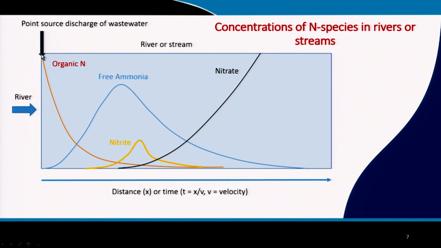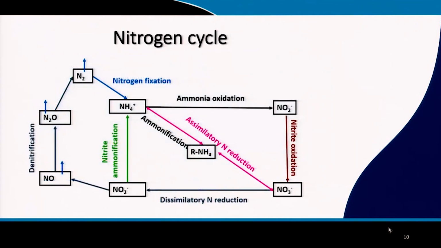So this organic nitrogen is going to decline rapidly in terms of its concentration as the water flows from the point at which the wastewater has been released, and as it mixes with the river water and flows further away from the point of release. Now, this organic nitrogen is going to be first converted to free ammonia. So here we have ammonium ions.